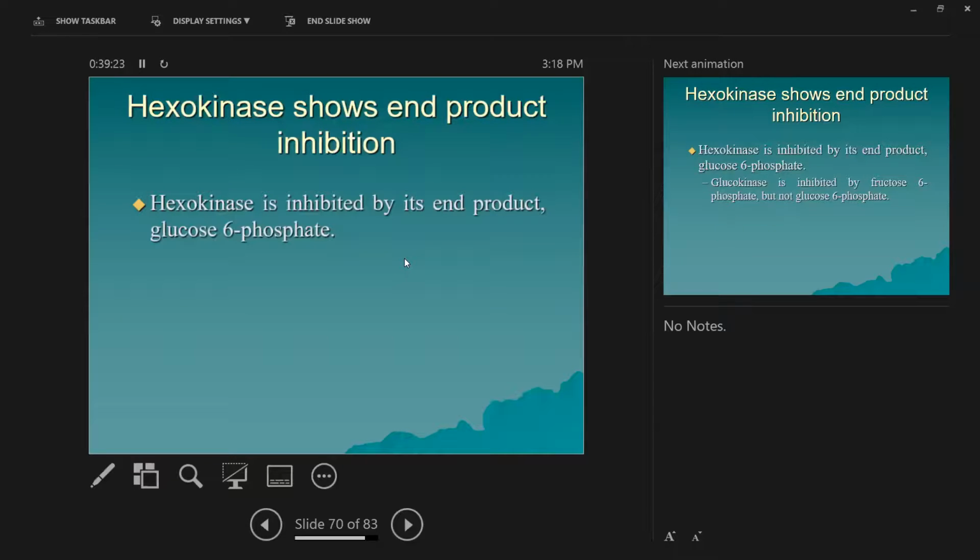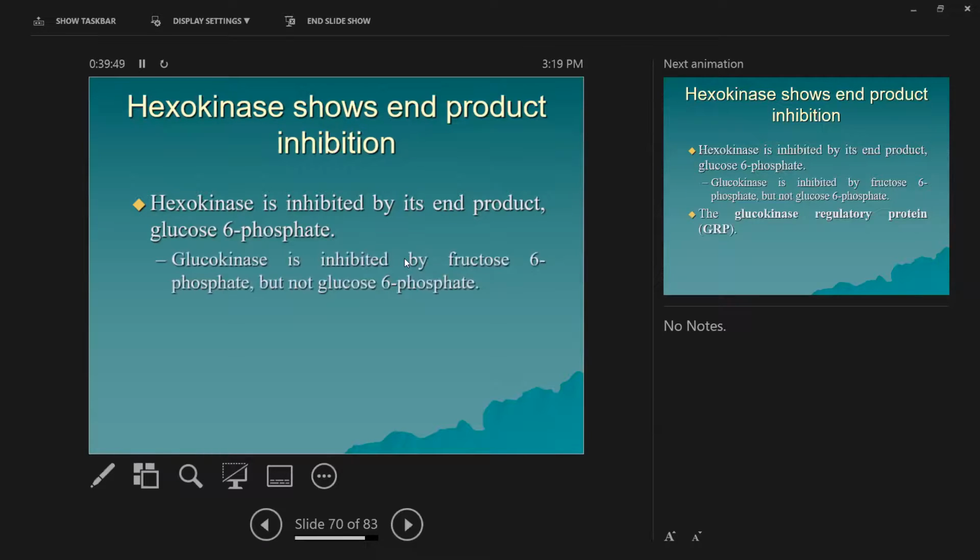So, hexokinase. If glycolysis is not operating quickly enough, and you have a buildup of glucose 6-phosphate, hexokinase shows end product inhibition. So it's inhibited by glucose 6-phosphate. That's the case for hexokinase isozymes A, B, and C. Glucokinase is not.